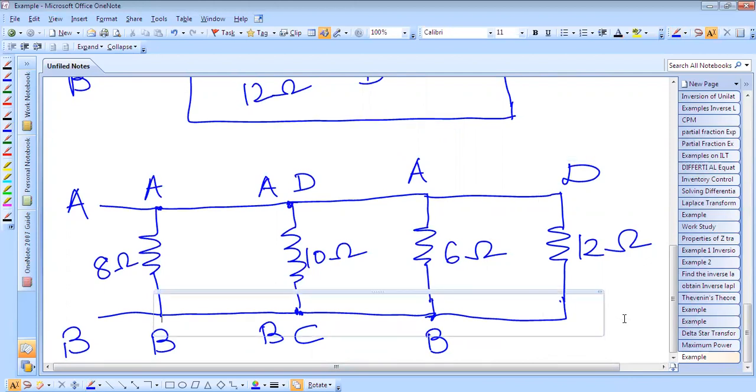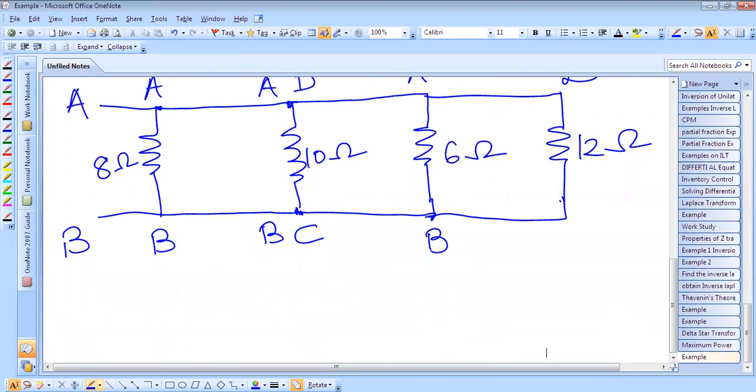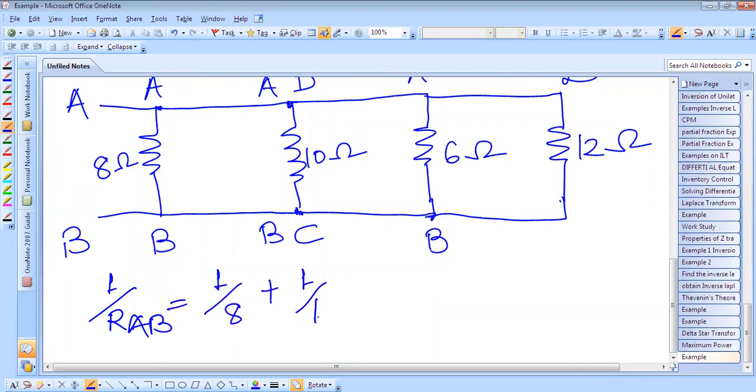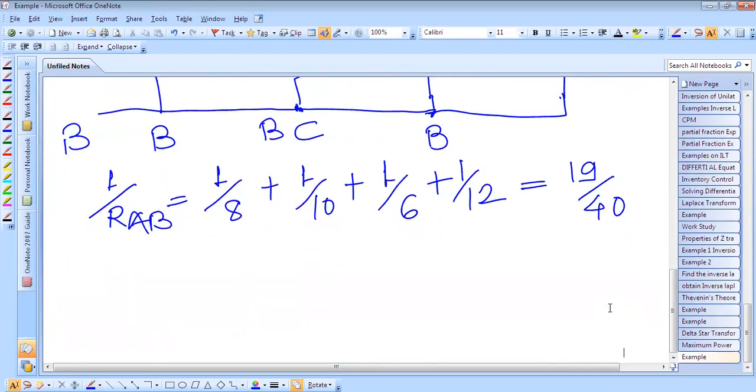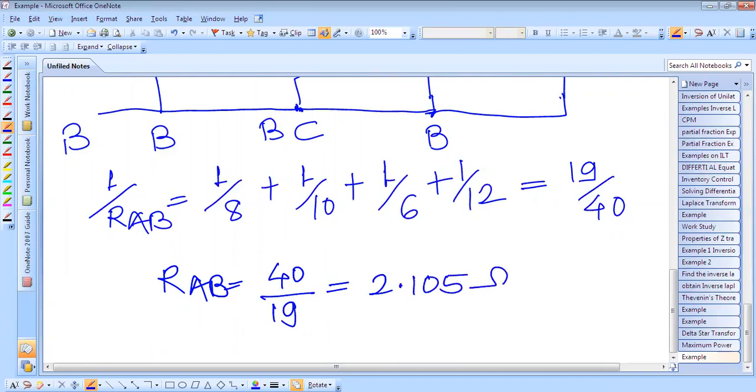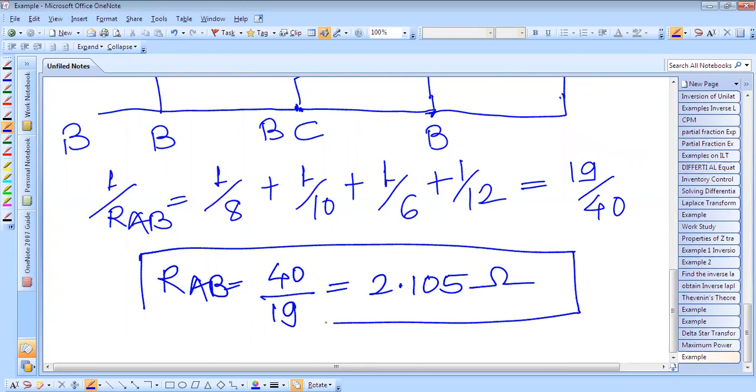So we can find the equivalent resistance: 1 divided by R_AB is equal to 1 by 8 ohm plus 1 by 10 ohm plus 1 by 6 ohm plus 1 by 12 ohm. If you find this, you will get 19 by 40, and therefore the equivalent resistance between the terminals AB is equal to 40 by 19, which is 2.105 ohm. So this is the equivalent resistance between the terminals A and B.